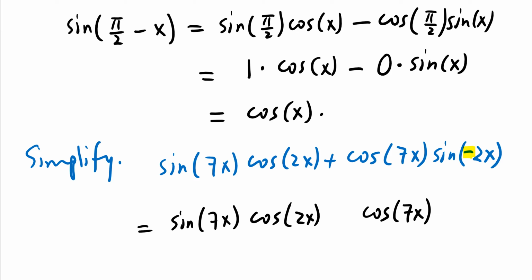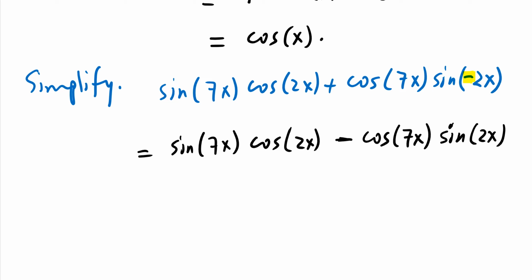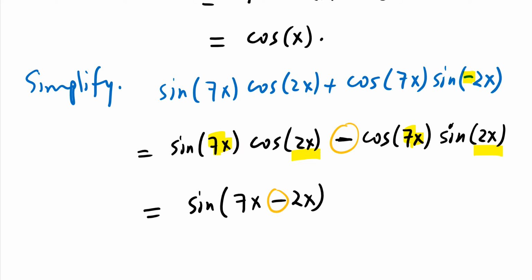From the previous section, when we learned about even and odd identities, sine is odd. So sine negative 2x is negative sine 2x. It's kind of like you take the negative out, because sine is an odd function. Now they match. As you can see, 7x and 2x match. So then we use the formula sine A minus B, because this sign and this sign must match. So what do we get? We get sine 5x as the simplified answer.